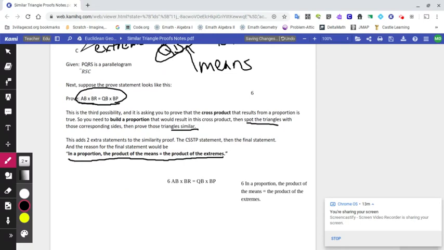Okay, just as a fancy way of saying the cross products are equal. That's all that it's saying. The cross products in the proportion are equal. Okay, so that's it. That would be your last statement in a proof such as this.